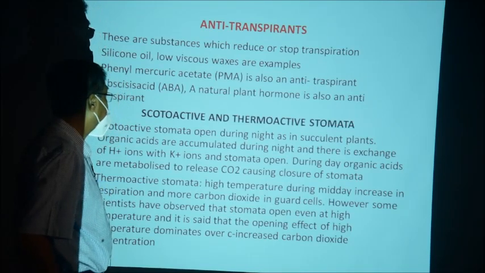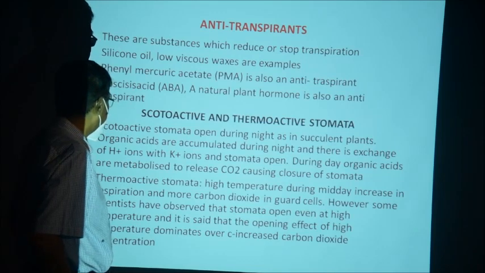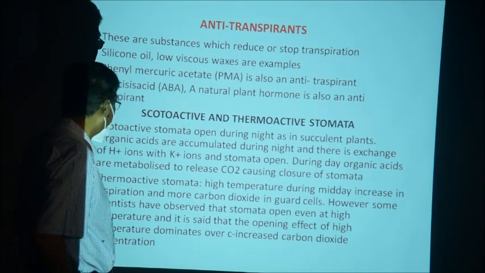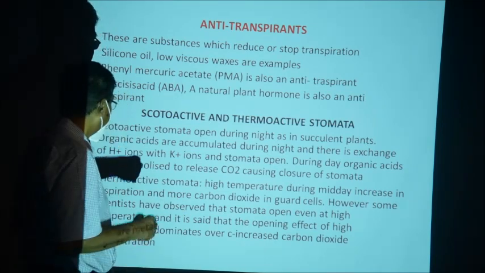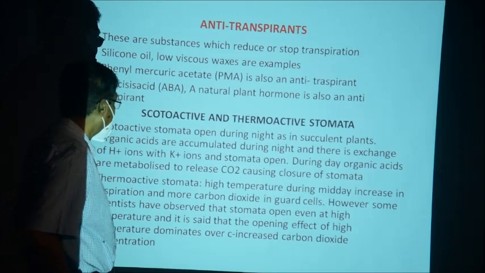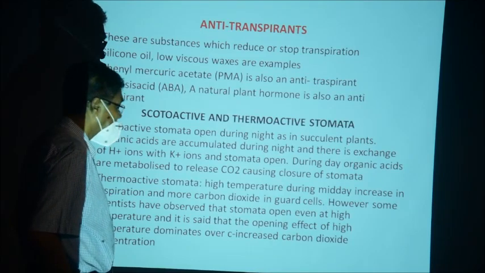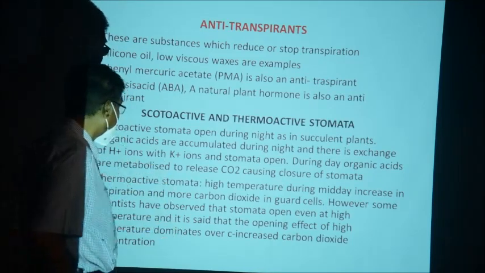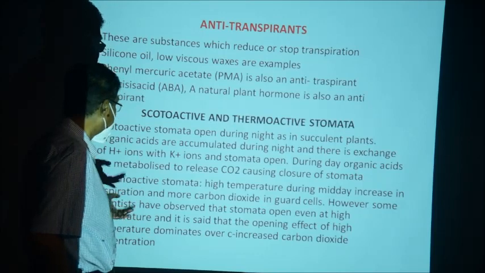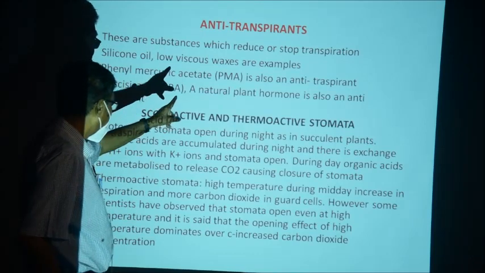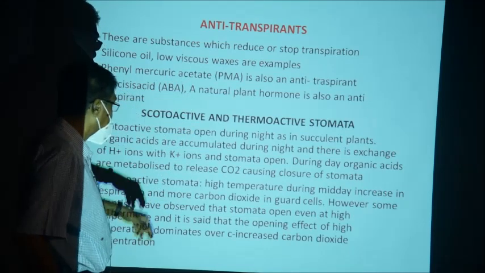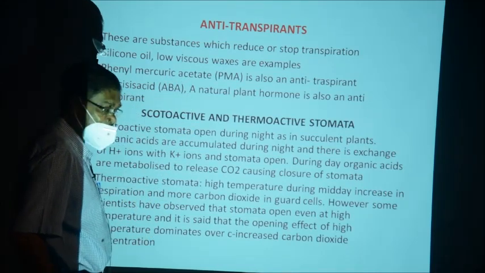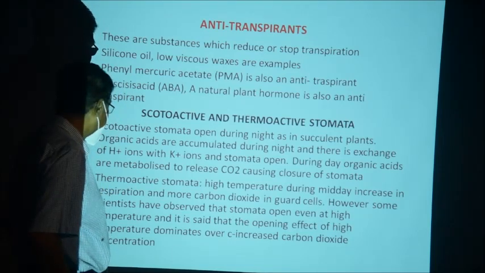Now, antitranspirants. Antitranspirants are substances which reduce transpiration. Silicone oil and waxes reduce transpiration, and there is a chemical, phenyl mercuric acetate, and the hormone which we have already discussed, abscisic acid. Phenyl mercuric acetate and abscisic acid are also antitranspirants. So, on antitranspirants, you can make a short note.